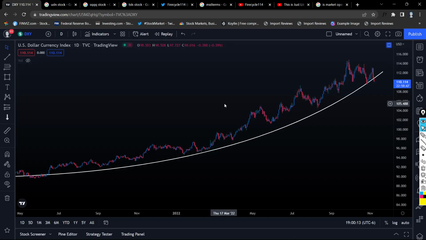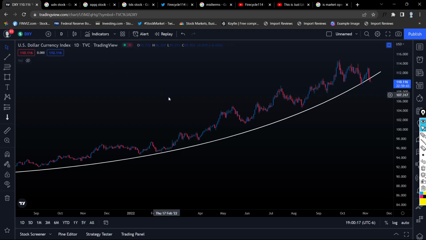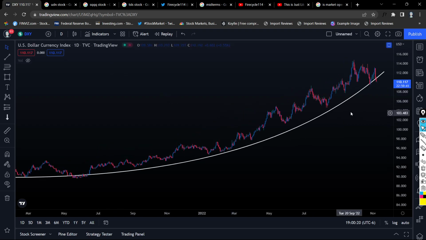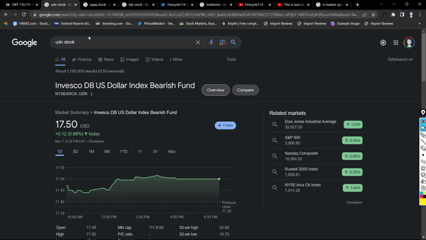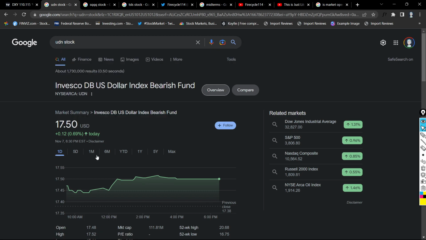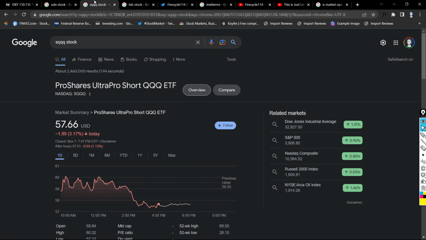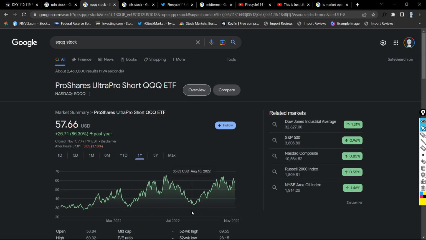So let's get started on how you can actually short the US dollar. As you can see on the daily time frame, the US dollar has literally been parabolic. Now there's a stock with ticker symbol UDN, and it goes the opposite direction of the US dollar. We have many stocks like this, for example SQQQ, which goes the opposite direction of the QQQ. So you can actually profit off of crashes, you can profit off of corrections.